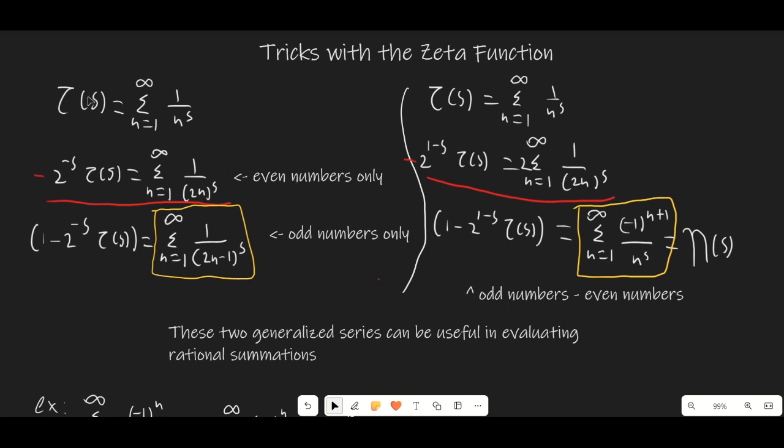So, while zeta of s sums over all the odd numbers and the even numbers, this summation sums over only the even numbers. So if we subtract these summations, all the numbers minus the even numbers is just equal to the odd numbers, right? So that tells us that 1 minus 2 to the negative s times zeta of s equals the sum from n equals 1 to infinity of 1 over 2n minus 1 raised to the s power.